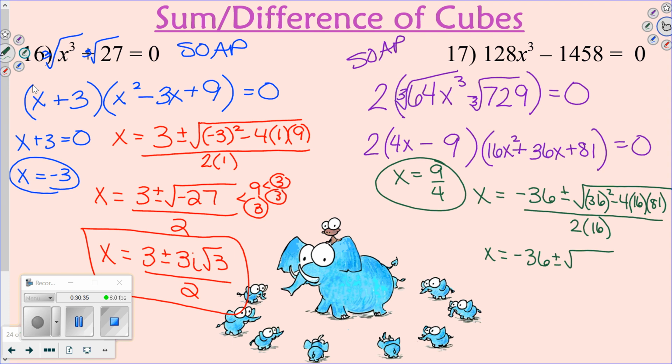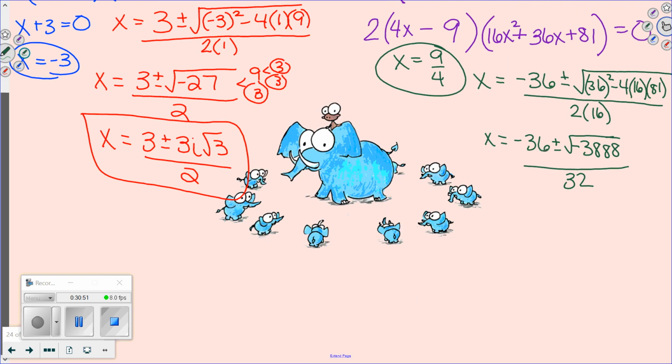All right, somebody help me out. What giant number do we get in the middle of that? Negative 3,888 over 32. That's beautiful. So what do you do from there? We'll take the i out and do a beautiful factor tree.